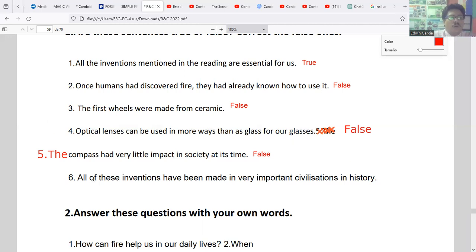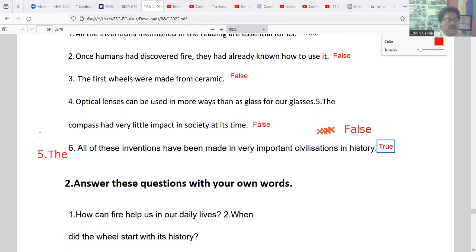Number 6. All these inventions have been made in very important civilizations in history. Well, yes, it's true. Because we read about Egyptians, Mesopotamians, Chinese, Greeks. All these were very important civilizations. Well, let's go to the next part.